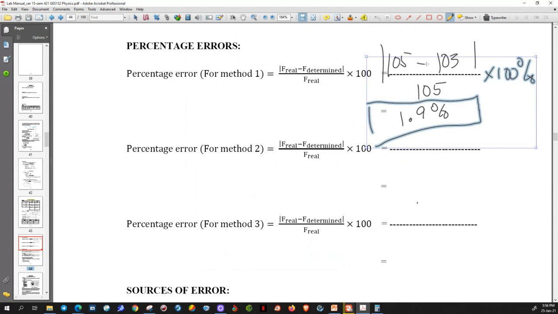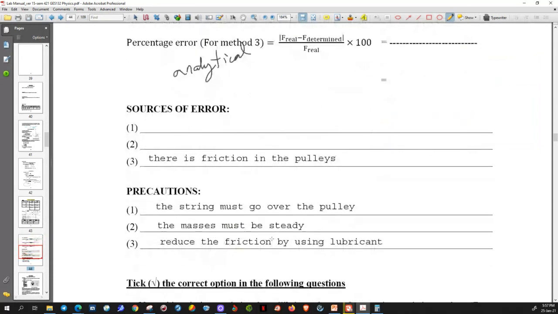And you have to do it 3 times. The first time using method 1. What's method 1? By graph. Clear? What's method 2, Shabab? By mathematical equation. What's method 3? By analytical method. Okay? Finally, the source of error and precaution.